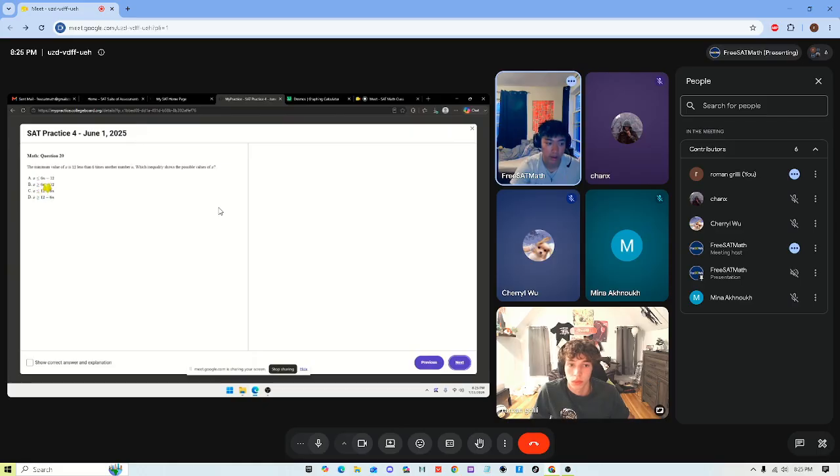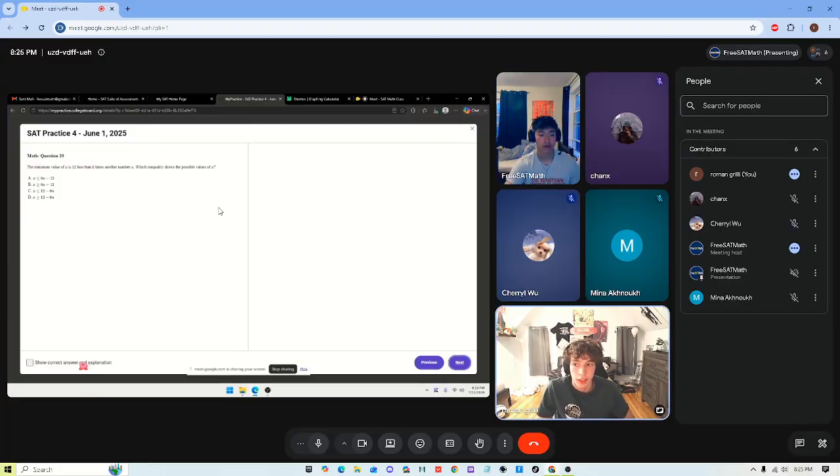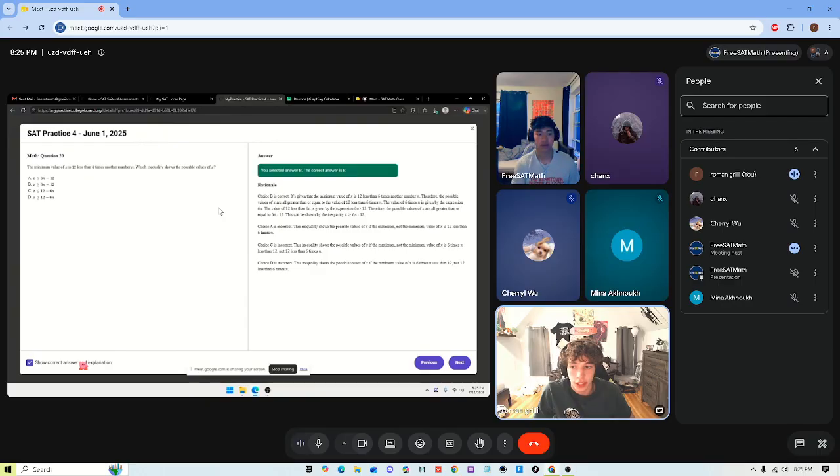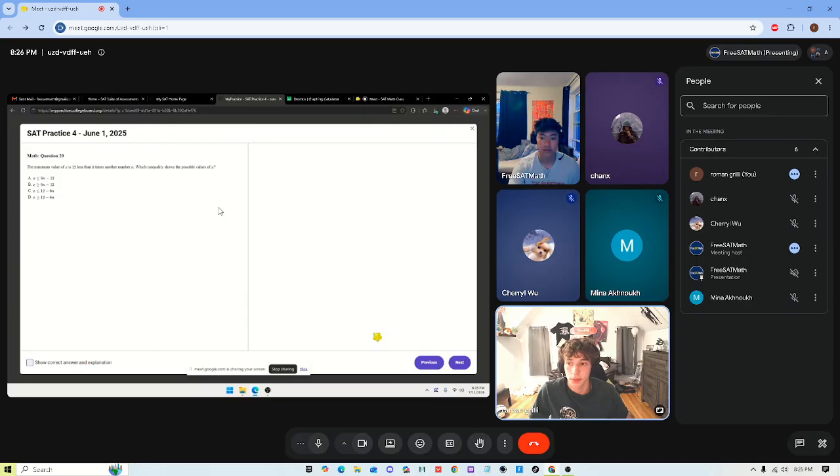Yeah, and something to make these easier is to break them up into multiple steps. First just use an equal sign: minimum value of x equals 12 less than 6 times another number n. It makes it easier to think about, and you can worry about the inequality after you already rule out a couple of answers. So that just makes it easier.